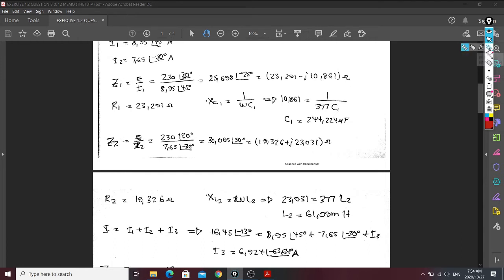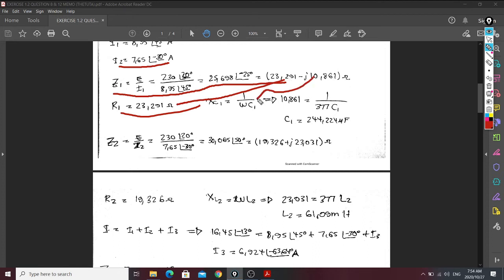So as you can see here, we take our I2 at minus 30, and we were asked to calculate the component on each branch. So you apply your Ohm's law, because the voltage is the same. It's going to be E over I1, then you get the Z1. This part will be your resistor, this will be your capacitance, then you can change it to a capacitor. You do the same for Z2. This is your resistor, and this is your inductance, and then you can get your inductor.